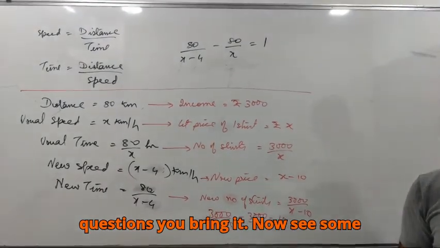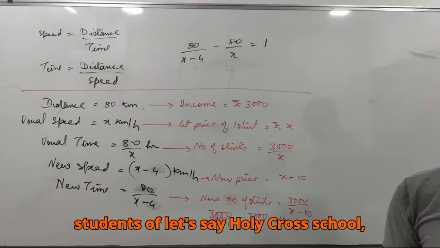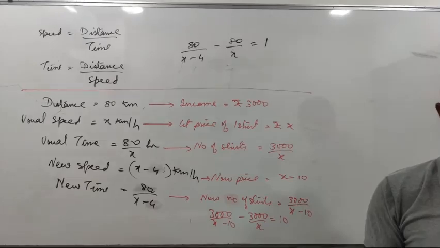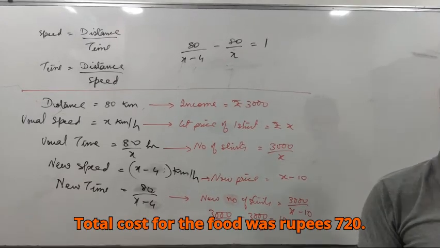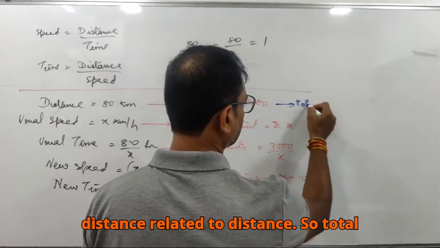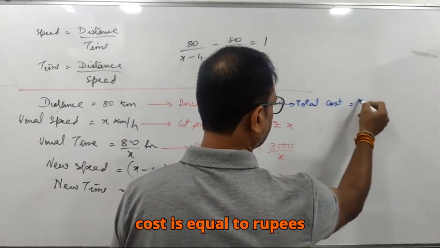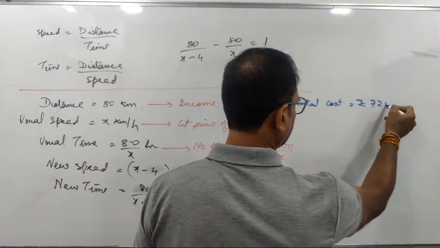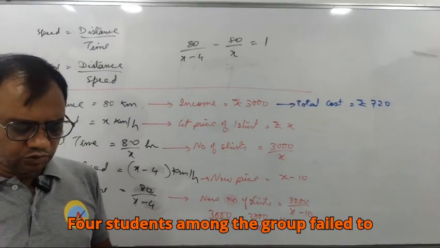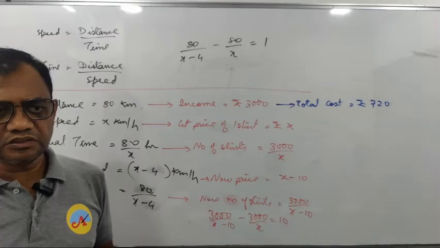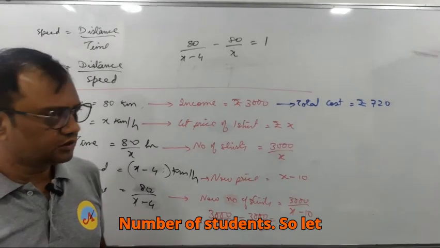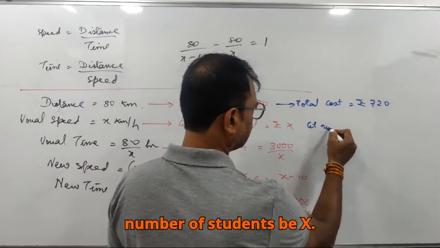Now see here, some students of, let's say, Holy Cross School, let's name it R, some students of our institute went for a picnic. Total cost for the food was rupees 720. So here what will be 720? Related to distance. So total cost is equal to rupees 720. Four students among the group failed to go. So what is changing? The speed, means what speed changes. So here what is changing? Number of students. So let number of students be x.